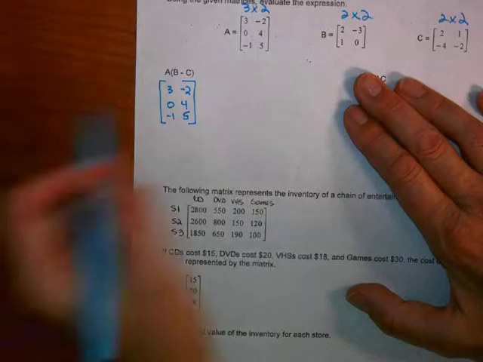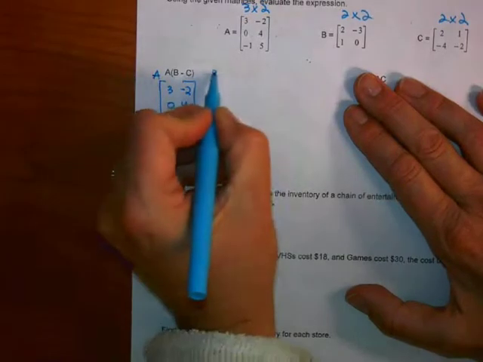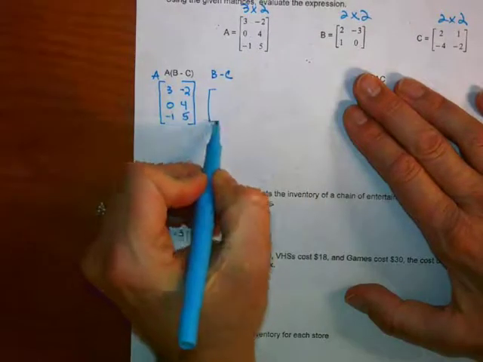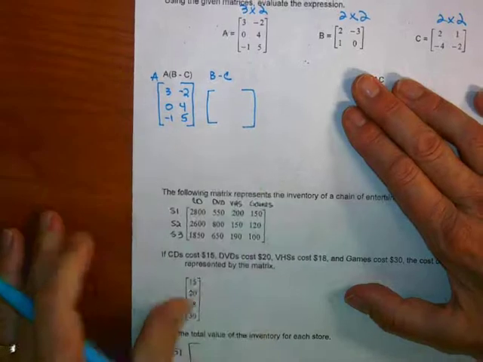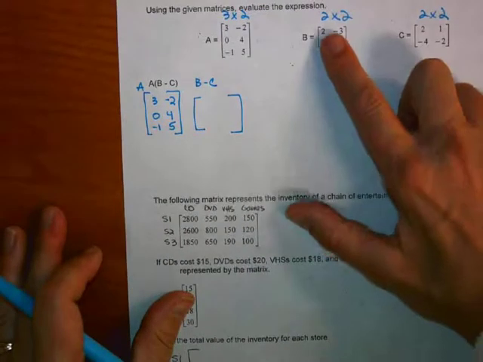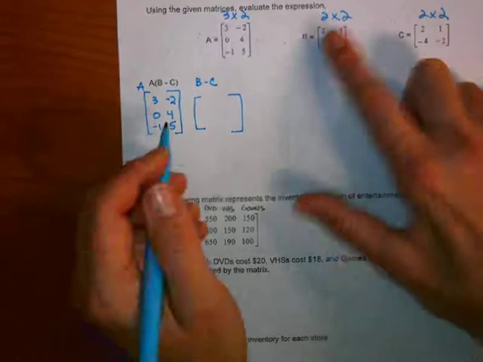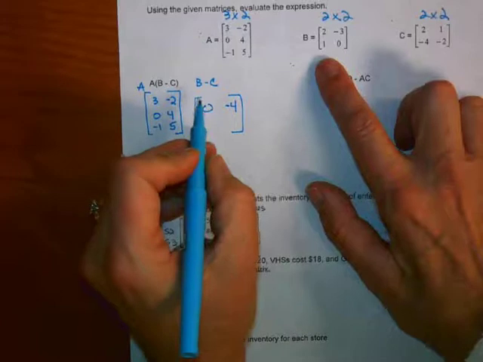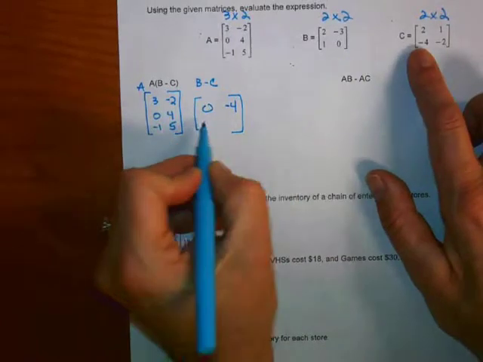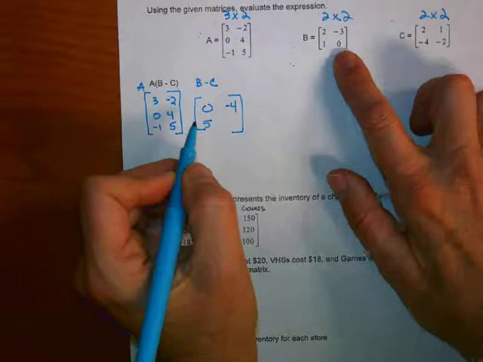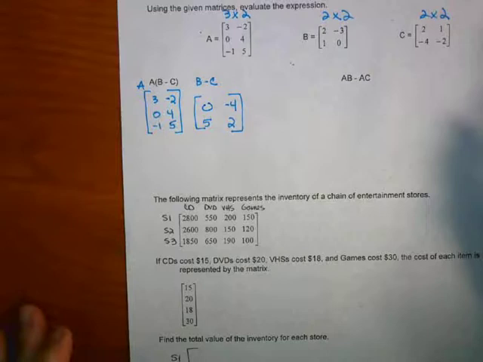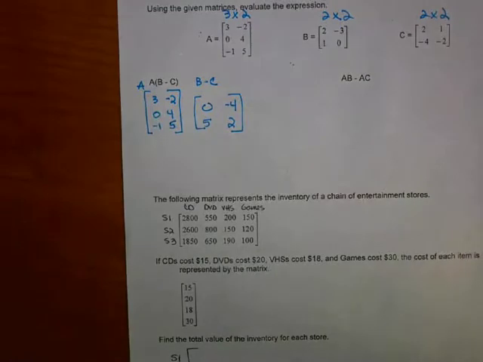Okay, so then this is A. Now I'm going to do B minus C. Okay? B minus C, I'm going to have a 2 by 2, aren't I? Yeah. That's neat. So you just do straight up subtraction. 2 minus 2 is 0. Negative 3 minus 1 is negative 4. 1 minus a negative 4 is 5. 0 minus a negative 2 is positive 2. You with me? Yes, ma'am.